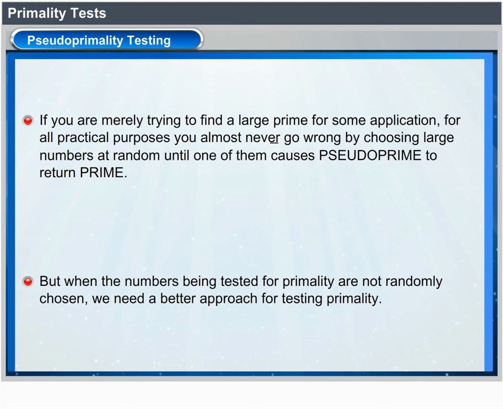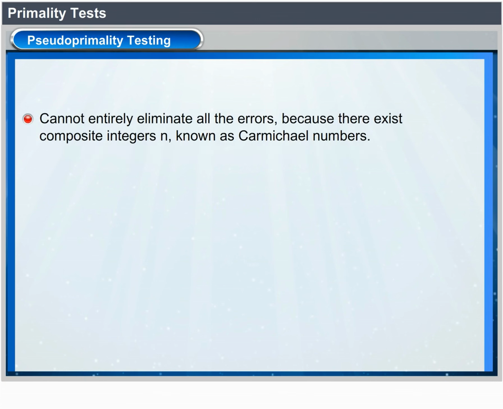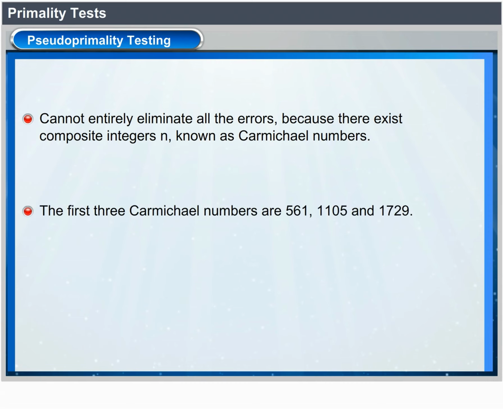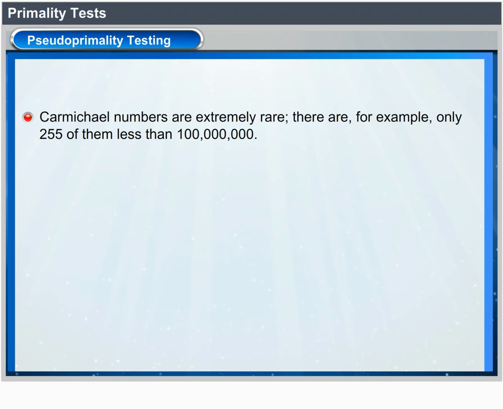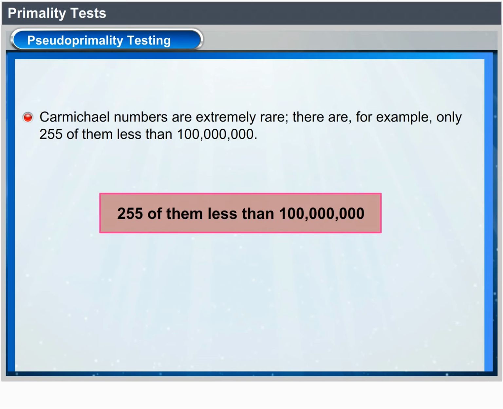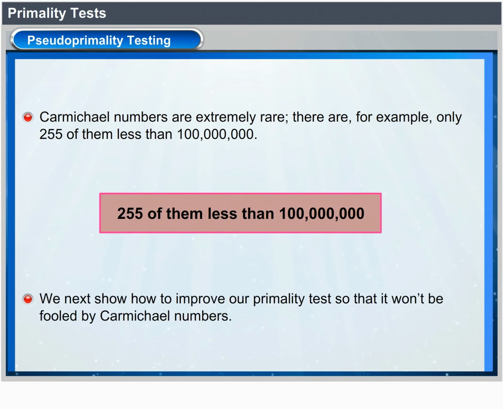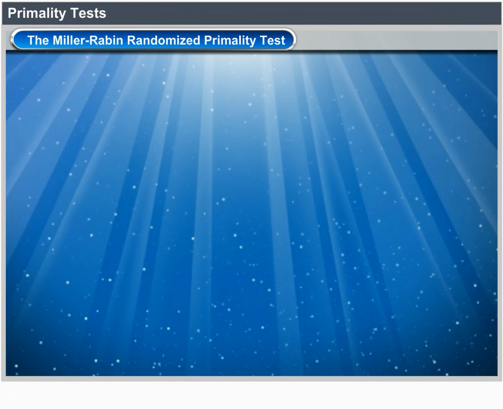We cannot entirely eliminate all the errors because there exist composite integers n known as Carmichael numbers. The first 3 Carmichael numbers are 561, 1105 and 1729. Carmichael numbers are extremely rare. There are, for example, only 255 of them less than 100 billion. We next show how to improve our primality test so that it won't be fooled by Carmichael numbers. The Miller-Rabin randomized primality test.